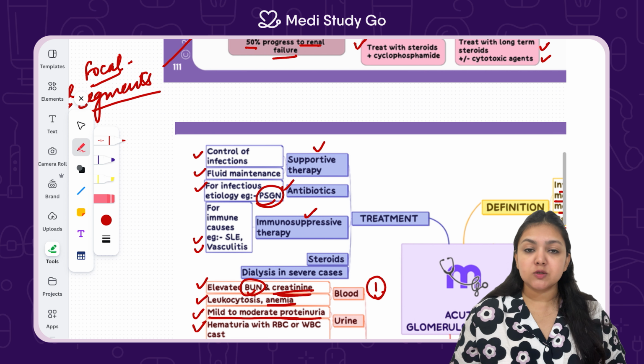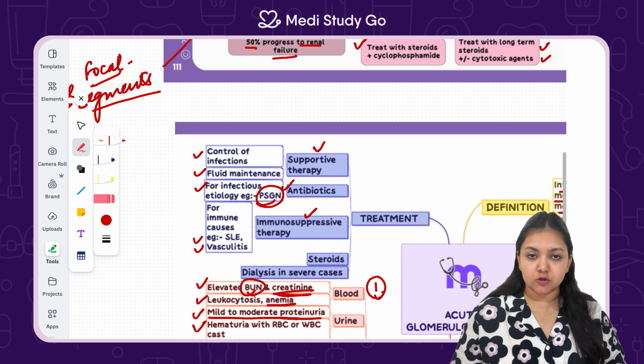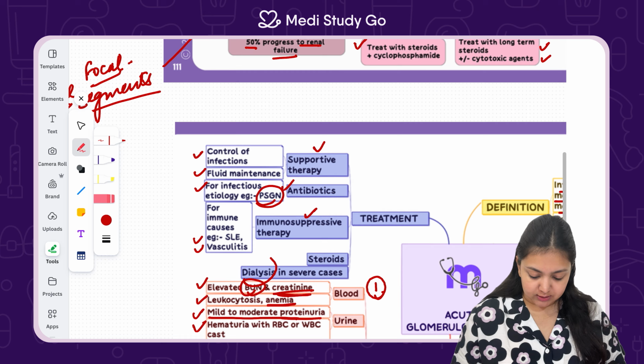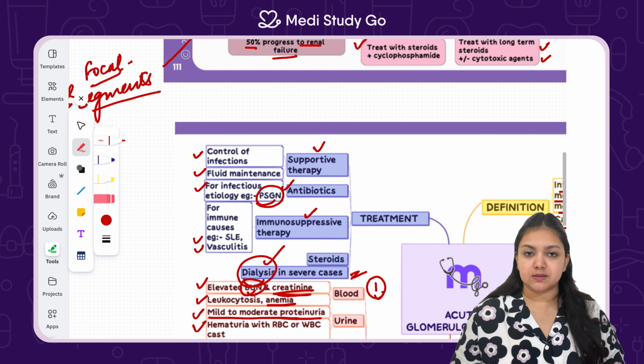And in severe cases where nothing is working, dialysis is the last option, wherein external mechanisms are used to filter the blood of the body and remove all the toxins which are present. So dialysis will be used in severe cases.